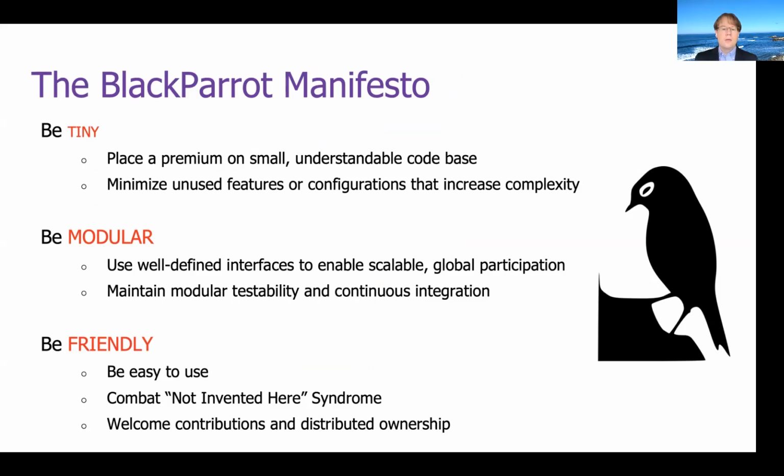Be modular. If we can compose our hardware out of many blocks that can be reasoned about independently, then someone can contribute to the project without understanding all of BlackParrot. And finally, this is probably the most important one, be friendly. We want the code to be friendly to the user, but we also want to be friendly to people's contributions, which can be very problematic in online communities, including Linux.